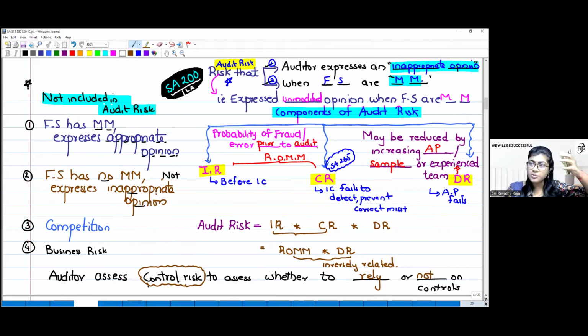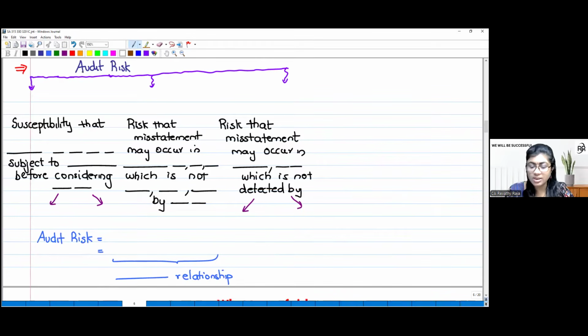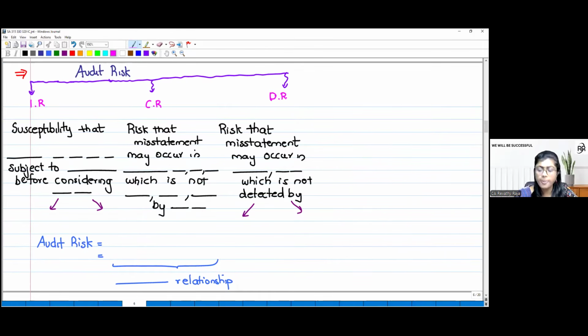Inherent risk is susceptible before control. Control risk is because control fails to detect, prevent. Detection risk is audit procedure fails. Can you say it once more, please? Audit risk is inherent risk, control risk, and detection risk.